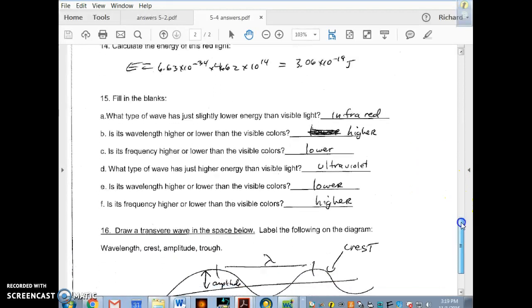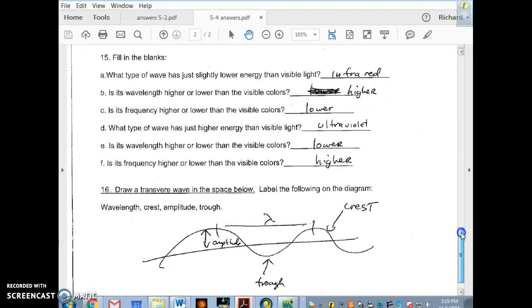All right, here we go. Fill in the blanks. What type of wave is just slightly lower in energy than visible? Infrared. Is its wavelength higher or lower than visible? They would be lower. They would be smaller. No, they'd be higher. I'm sorry, they'd be longer. They'd be bigger. Yeah, thank you. See, I got that wrong, and then I had to change it. Is the frequency higher or lower? Well, the frequency would be lower.